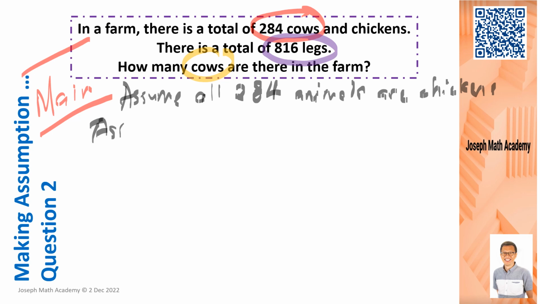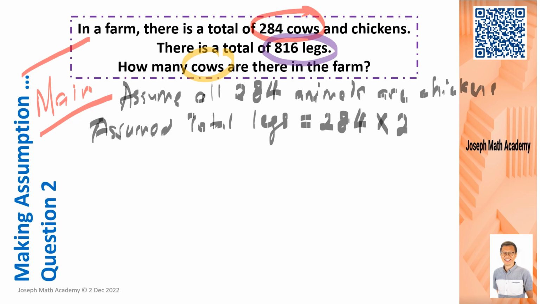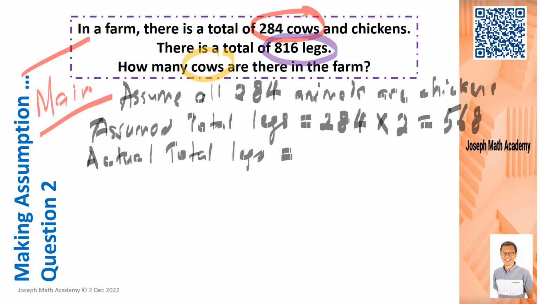So our assumed total. Remember, making assumption has a standard way of writing equations. So assumed total legs will be 284, and we pretend all are chickens, right? So 284 times 2, using your calculator, 568. Oh my goodness, big number. Okay, next, equation number 2, the actual total legs provided in the question, 816.